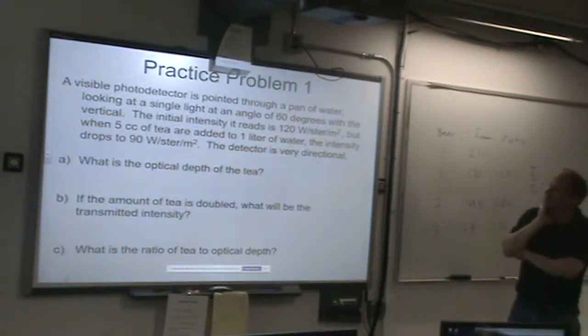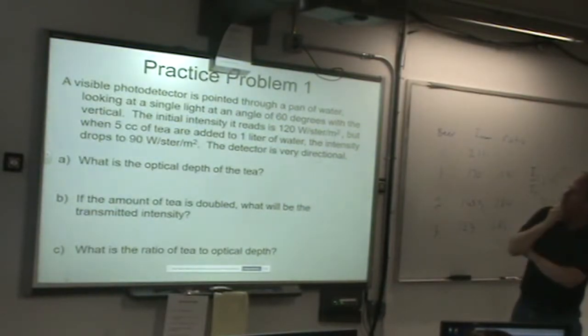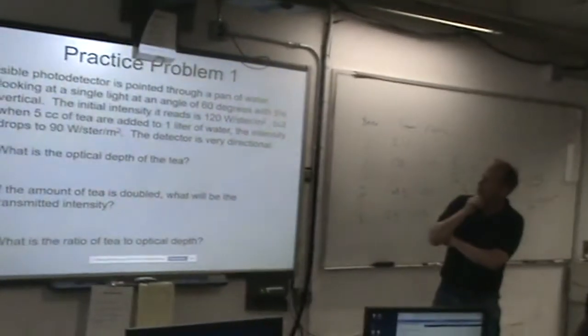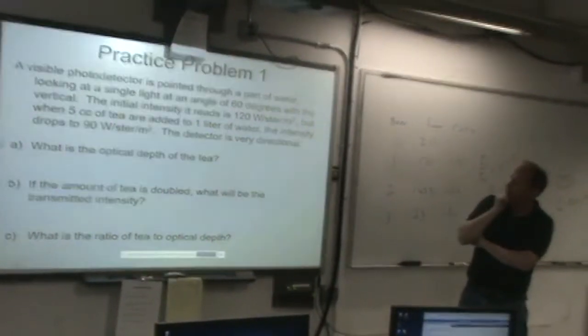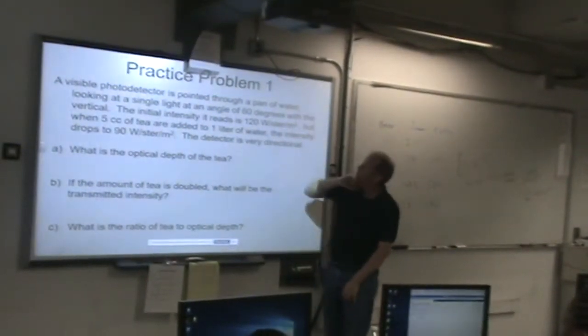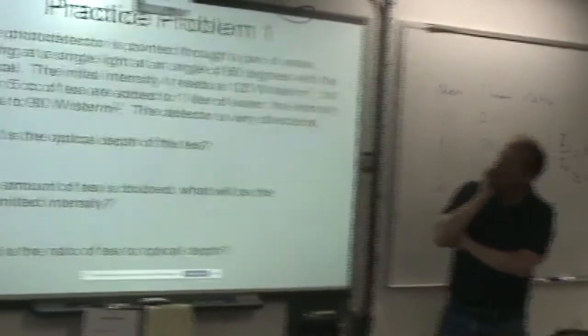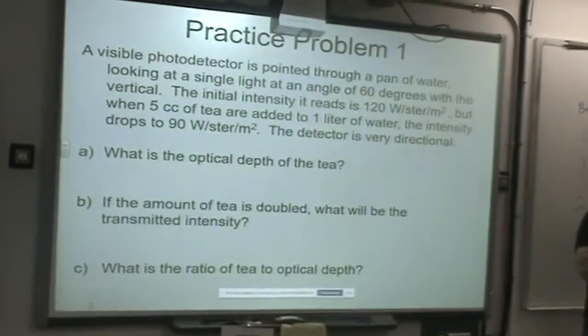So we have a photodetector pointing through a pan of water. Doesn't that look familiar? And we're looking at a single light at an angle of 60 degrees from the vertical. It kind of goes off to the side. You read an intensity originally of 120 watts per steradian per meter squared. But then we add some tea there.